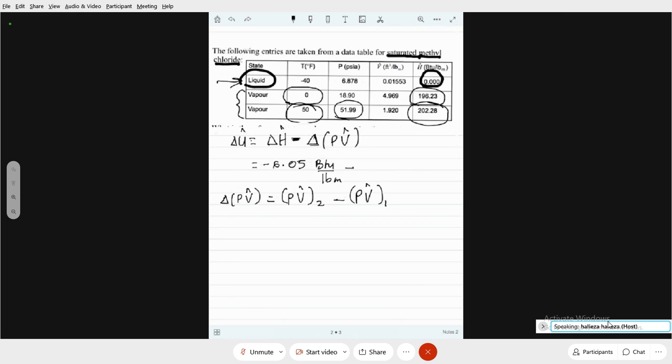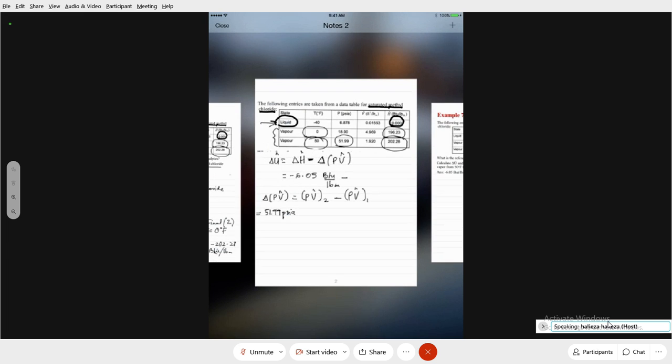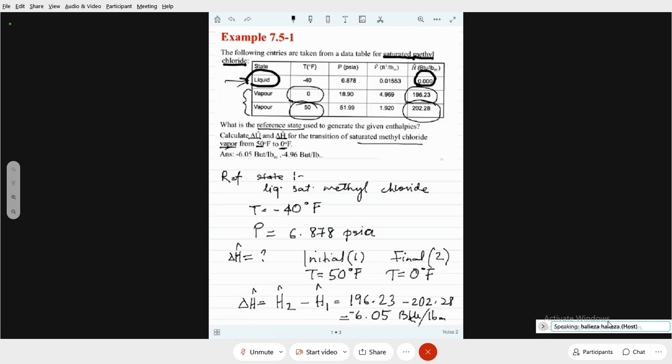Your pressure is now 51 PSI, because I need space in order to cancel the unit. Sorry, I think the second state is when water is at 0. Okay, now let's look at our first. Your final state is 0, not 50. Thank you very much for pointing it out.